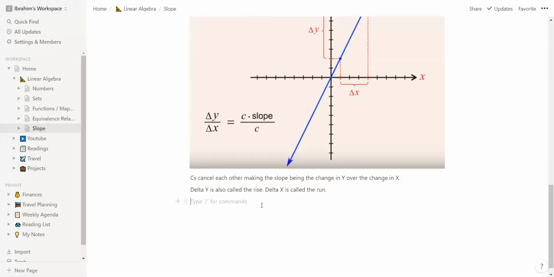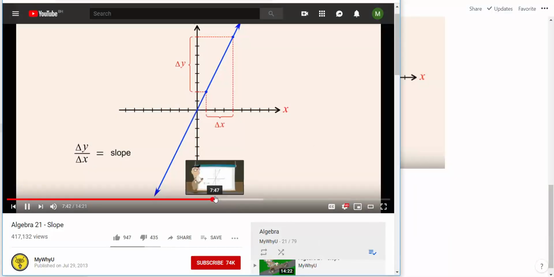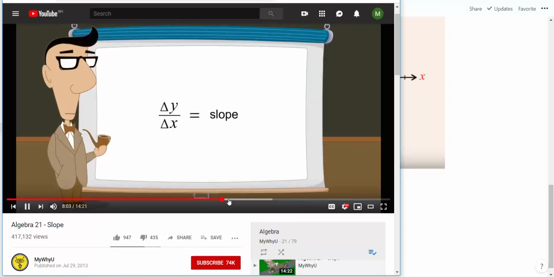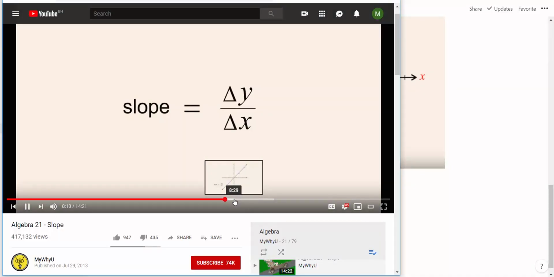That's what this video is about. This equality is used in physics as well as in other branches of science and engineering. If we know the coordinates of any 2 distinct points on a line, we can use delta y over delta x to calculate the line's slope.